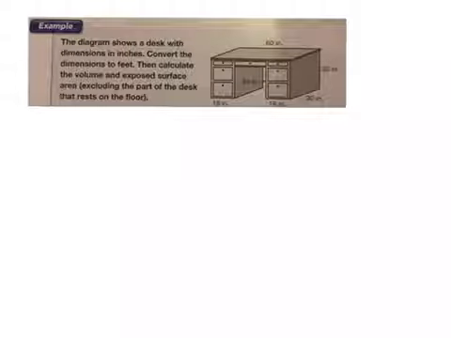Alright, now here's one from your book. And it says we're supposed to find, or first we're supposed to convert all those dimensions to feet. So remember, there are 12 inches in 1 foot. So we're going to use this unit multiplier, 12 inches on the bottom, 1 foot on top, to convert each of these. So multiplying this by 1 over 12, which comes out to be 60 over 12, which is equal to 5 feet.